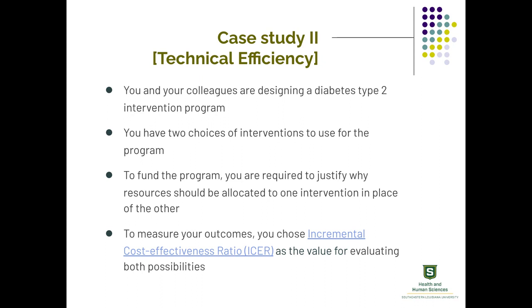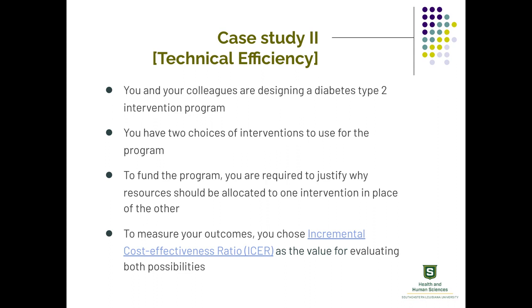So part of doing this incremental cost effectiveness analysis, calculating the incremental cost effectiveness ratio, is that you need a couple of pieces of information, right? You need information on the cost of implementing intervention A. You need the information on the cost of implementing intervention B.